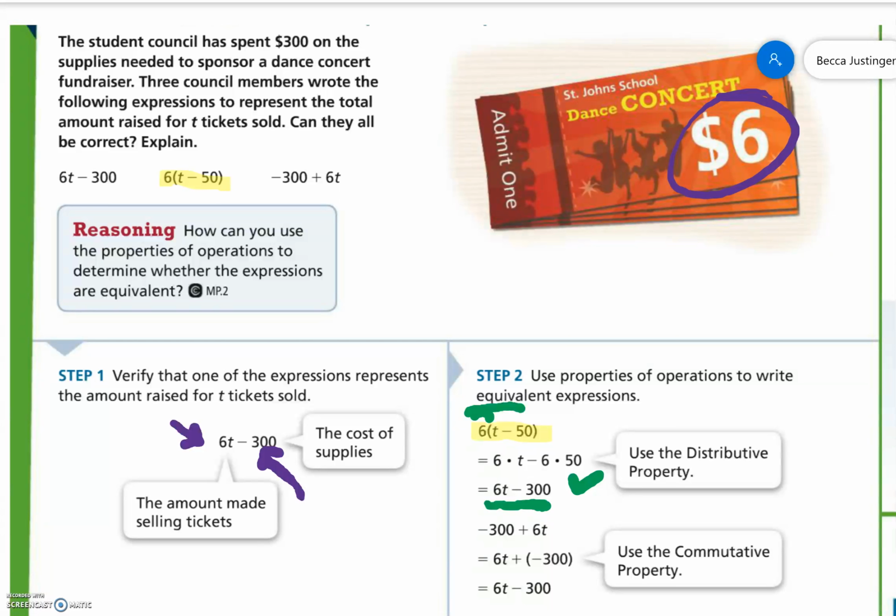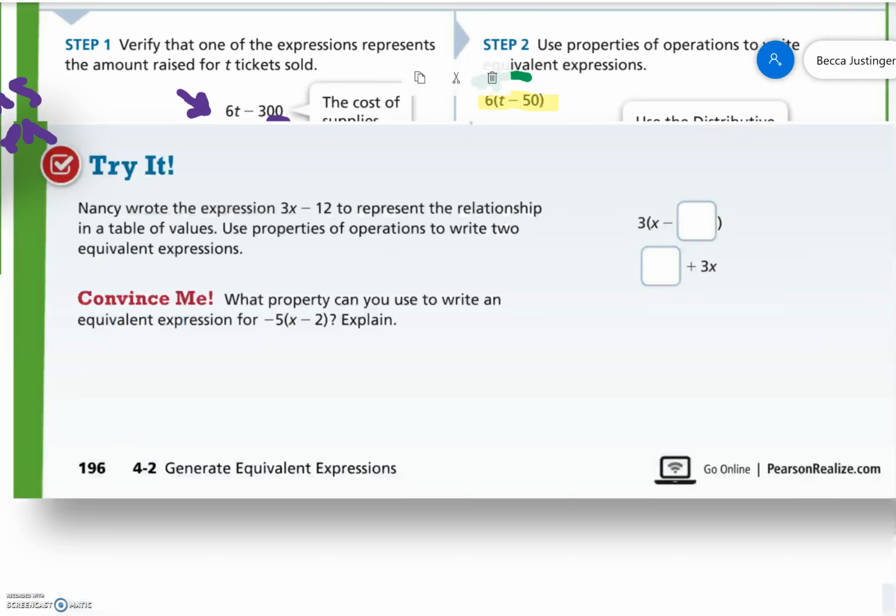Well, we can use the commutative property. Remember, commutative change order, CO. We can flip-flop those and put the 6T in front and the negative 300 in back as long as they both keep their sign. So that one works as well. They are all equivalent expressions. They mean the same thing.